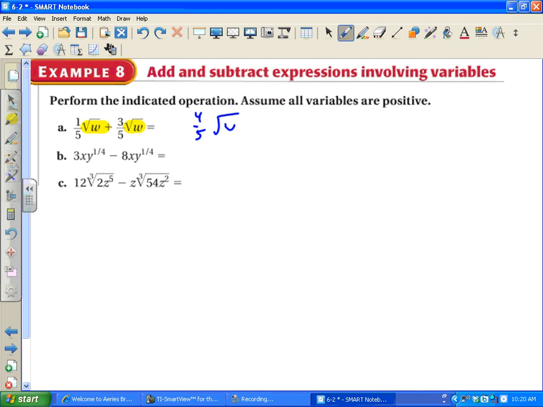I've got 3xy to the 1/4 minus 8xy to the 1/4. I notice that xy to the 1/4 is exactly the same thing. Well, if it's exactly the same thing, don't I keep that thing the same and do what it tells me to do? So that's going to be 3 minus 8, which is negative 5. Xy to the 1/4. That's all I have to do. Done.